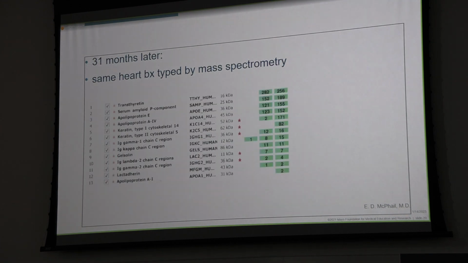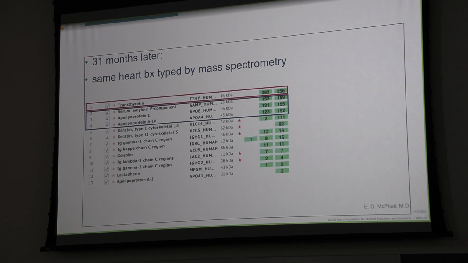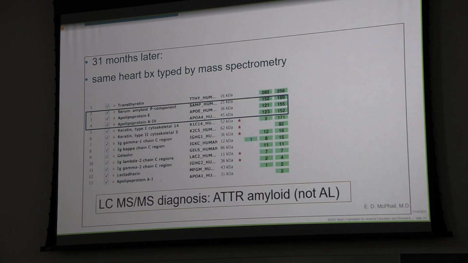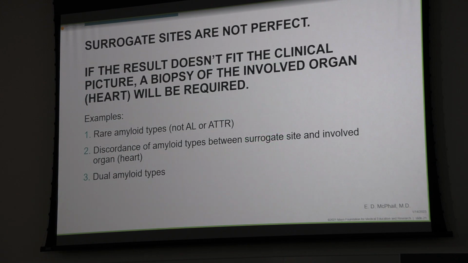And then, 31 months later, the very same heart biopsy, so the very, very same specimen, came to us, and they're the signature protein, so we know it's amyloid, and it was TTR. So, beware.